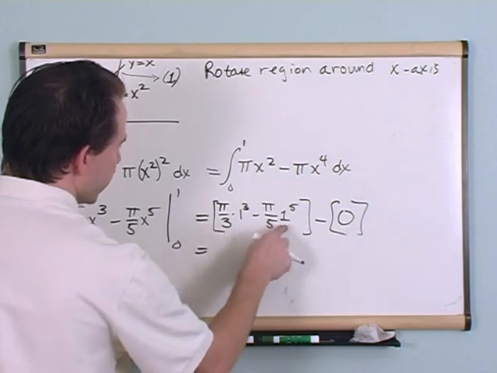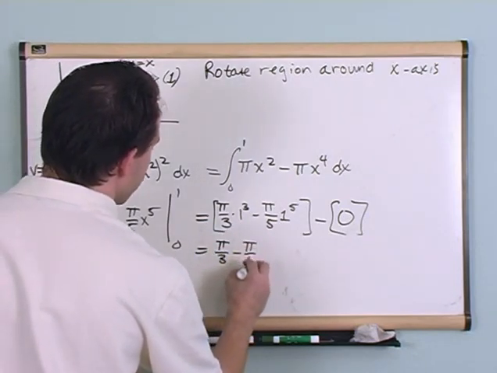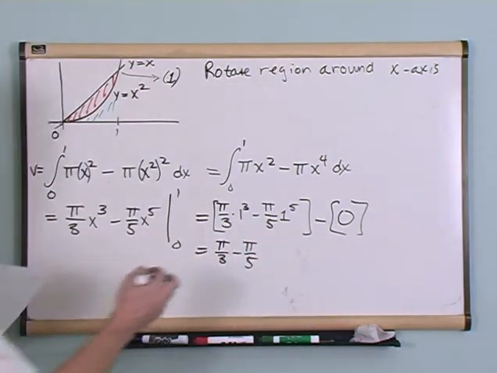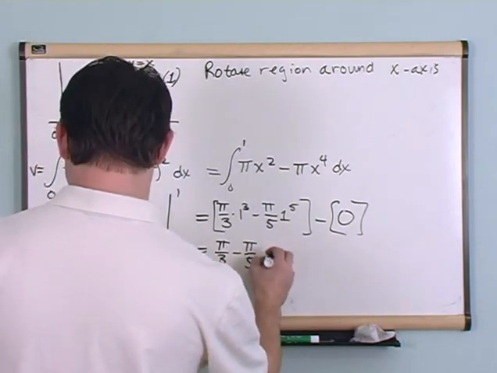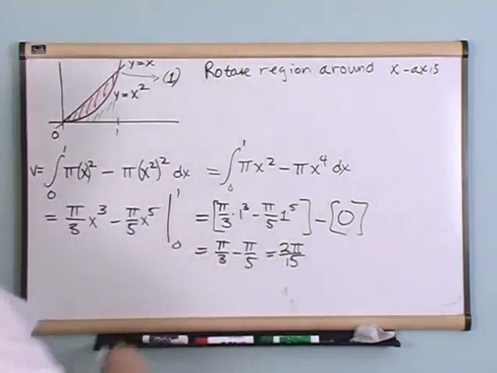And since this is 1 and this is 1, you just have pi over 3 minus pi over 5. And you can simplify that fraction and you can get, in the end, if you do that subtraction, 2 pi over 15. But you could simply leave it like this and that works just fine.